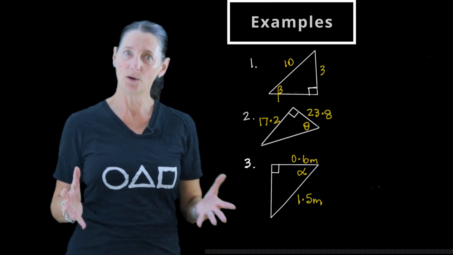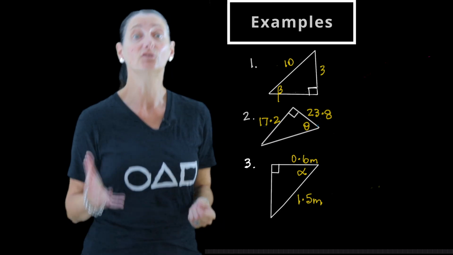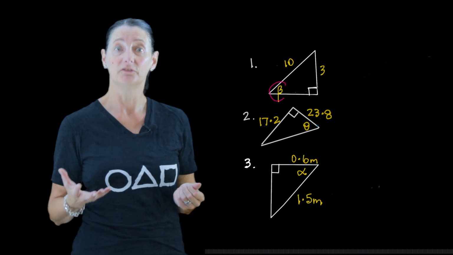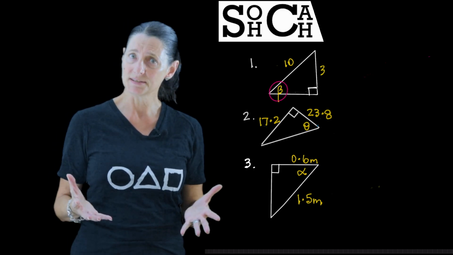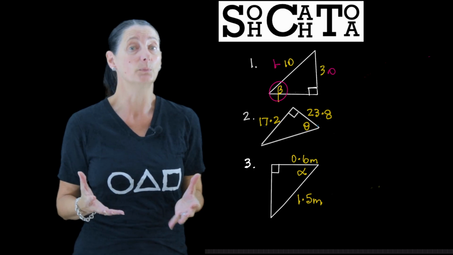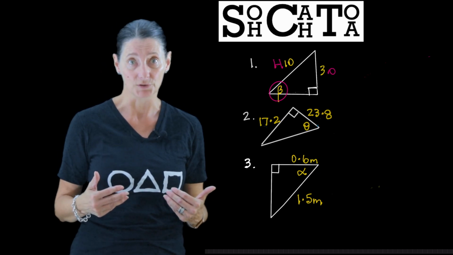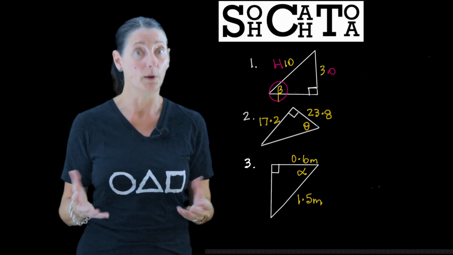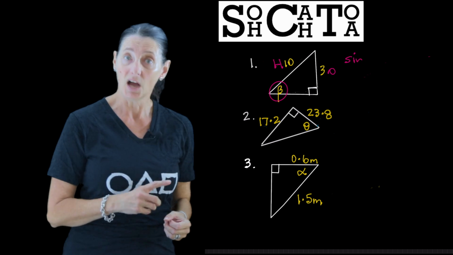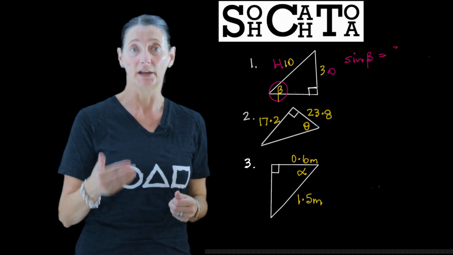Okay, let's start with finding unknown angles now in a right angle triangle. In this first example, let's find the value of beta. Well, remember, the first thing we do is we label our sides in reference to angle beta. And as you can see, we have the opposite and we have the hypotenuse. Well, based on my SOHCAHTOA, we know that's the sine ratio. So let's set up the equation. Sine beta is equal to 3/10.